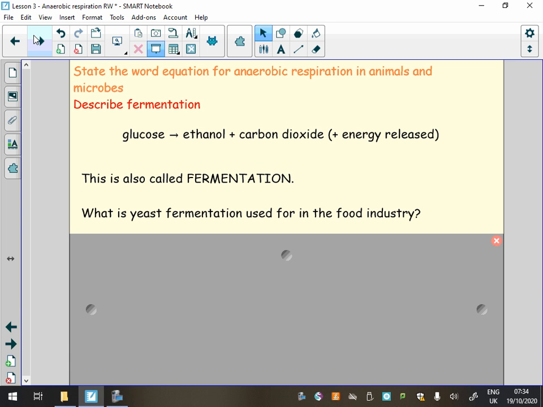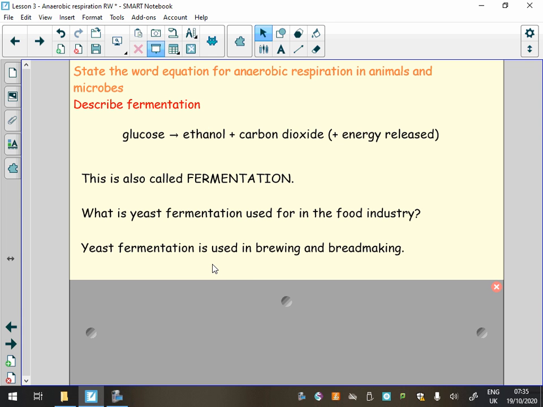Now, that word equation that we just looked at, so glucose makes ethanol, carbon dioxide, and energy released, is also called fermentation. Some of you might have heard of yeast fermentation in the food industry. I would ask you where you've heard of it, but obviously I can't. So where you would have heard of it before is in brewing, so making beer and alcohol, and bread making.